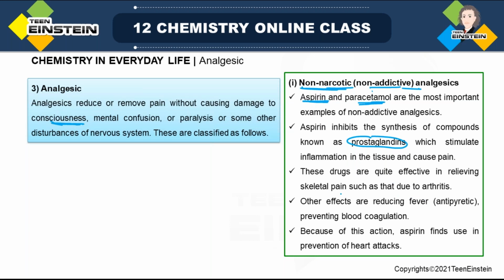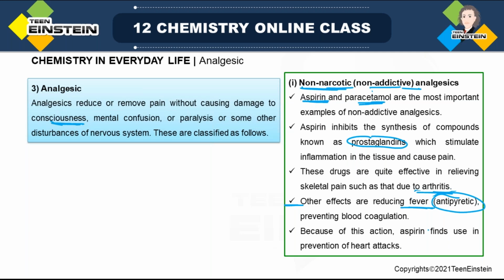These drugs are quite effective in relieving skeletal pain, such as that which arises because of arthritis. Fine. Now these drugs, aspirin and paracetamol, also have another kind of role which is not analgesic, but still this point is mentioned here. So what is that role? It is reducing the temperature, that is reducing fever, and that is why it has another name, antipyretic. But antipyretic is a completely different category which we will discuss separately, not here. But remember, these two drugs, aspirin and paracetamol, can be analgesic as well as antipyretic. Okay, both are possible.